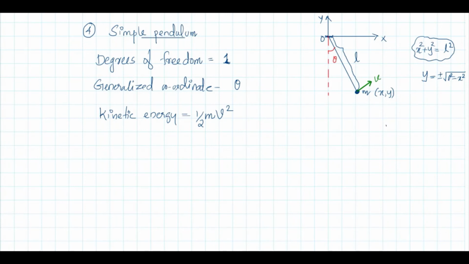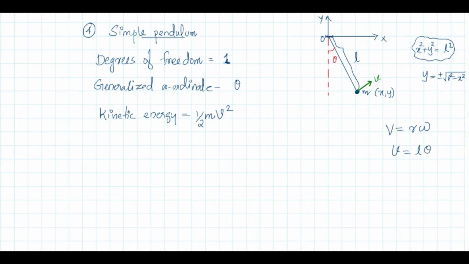Again, we can write V in terms of this generalized coordinate. When a particle moves along a circular arc, the velocity V is related to angular velocity omega as V is equal to R omega. When a particle moves along a circular path of radius R with angular velocity omega, the linear velocity V is R omega. Here, instead of R, you have L because this particle is moving along a circular arc of radius L.